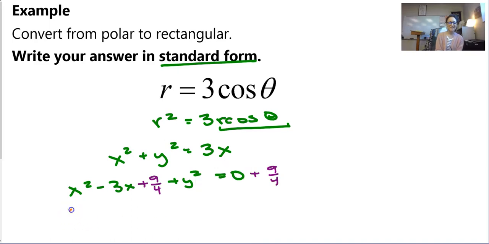All right, so the x values factor into x minus 3 over 2 quantity squared plus, and then I just got y squared, equals 9 over 4, right? Okay, so thinking back to your conics, what is this shape? This is going to be a circle centered at (3/2, 0) with a radius of 3 over 2.